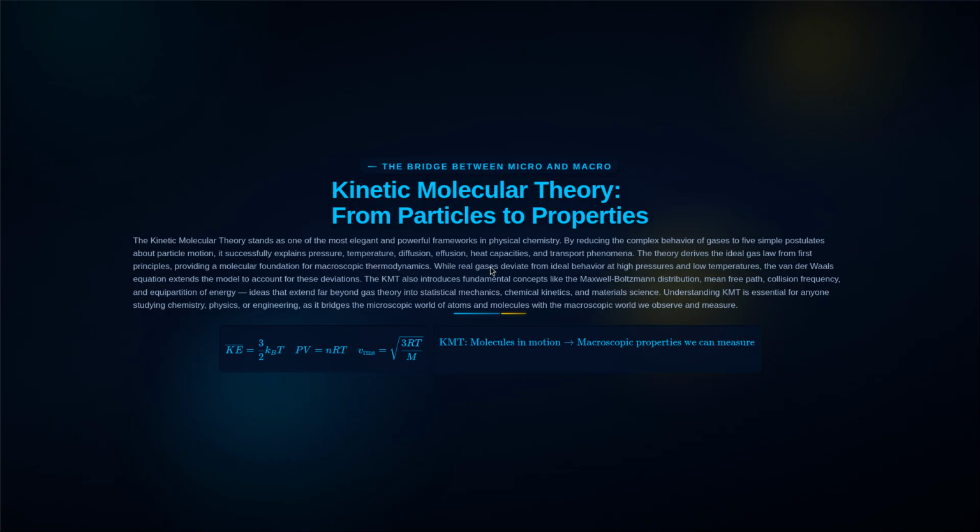KMT introduces fundamental concepts like the Maxwell-Boltzmann distribution, mean free path, collision frequency, and equipartition of energy. These extend into statistical mechanics and materials science. Understanding the kinetic molecular theory bridges the microscopic world of atoms with the macroscopic world we observe every day.